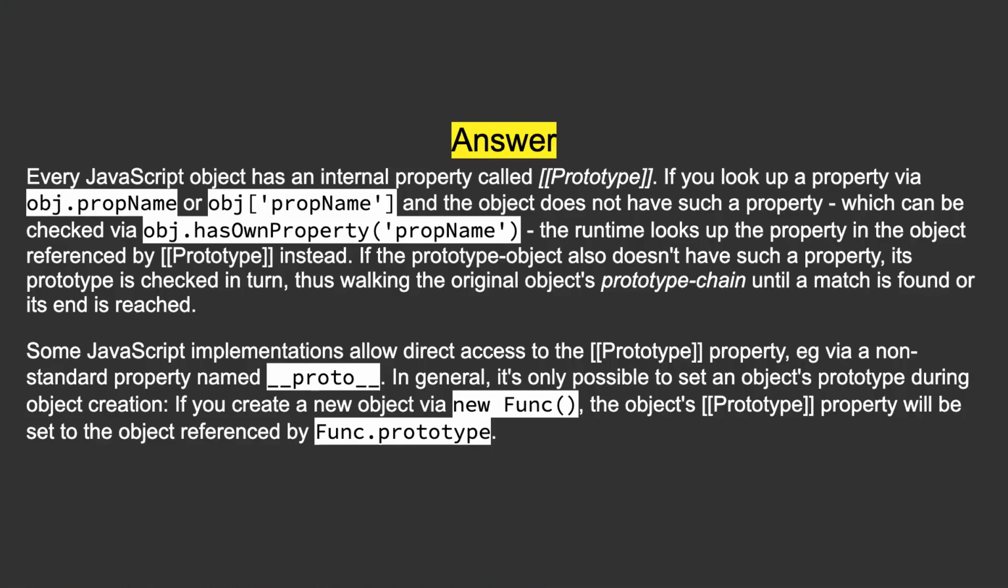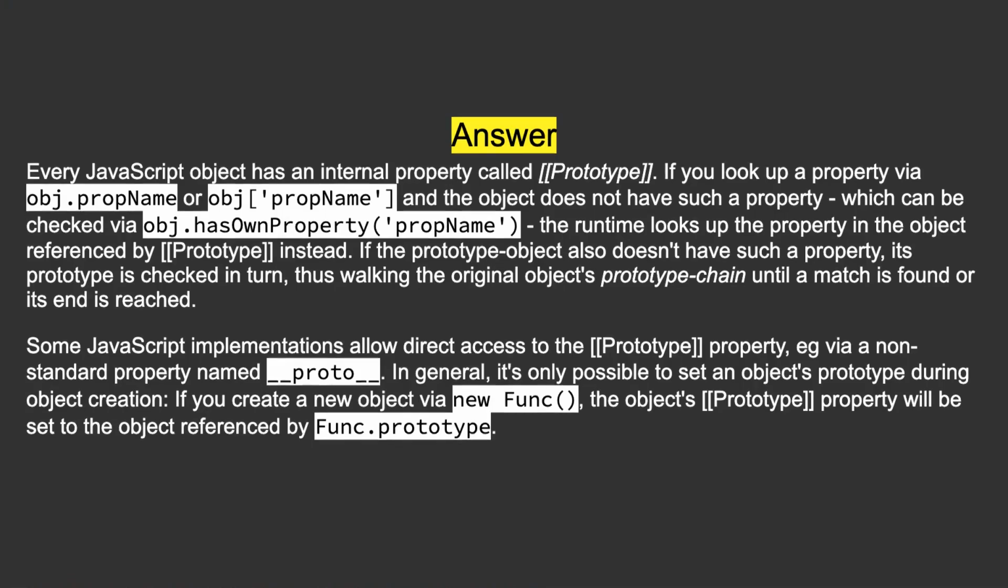Some JavaScript implementations allow direct access to the prototype property, for example via a non-standard property named __proto__. In general, it's only possible to set an object's prototype during object creation. If you create a new object via new func(), the object's prototype property will be set to the object referenced by func.prototype.